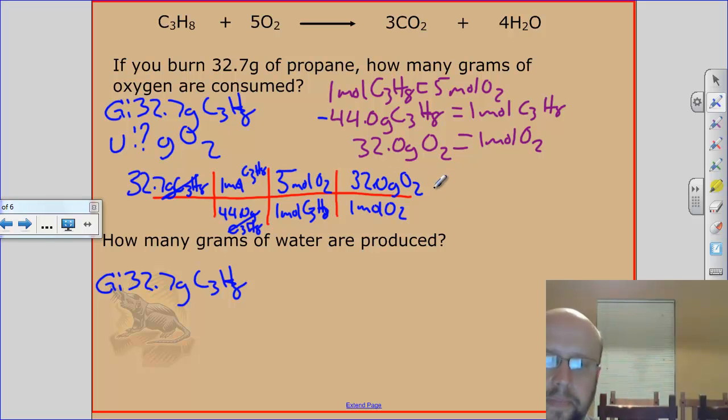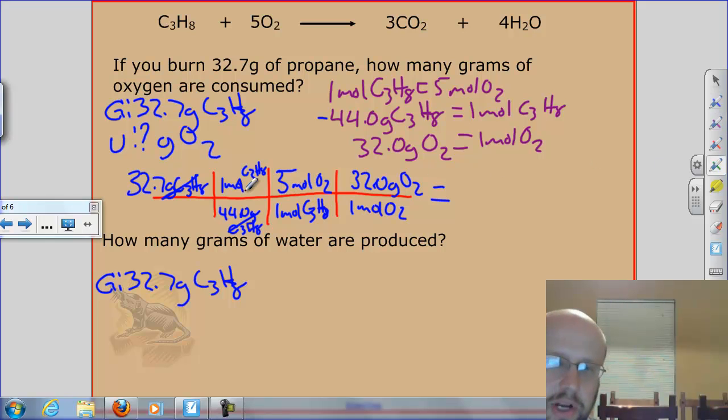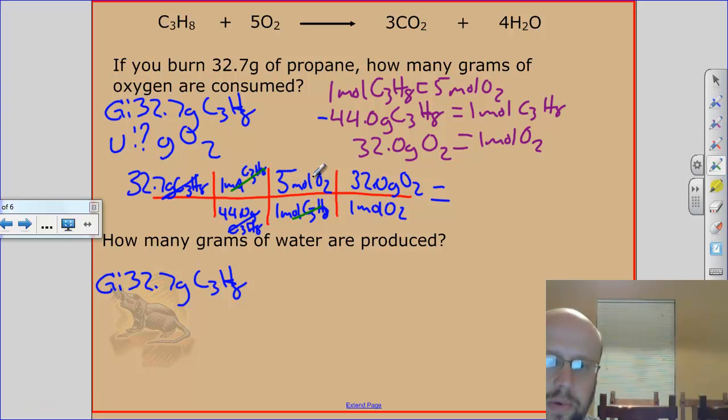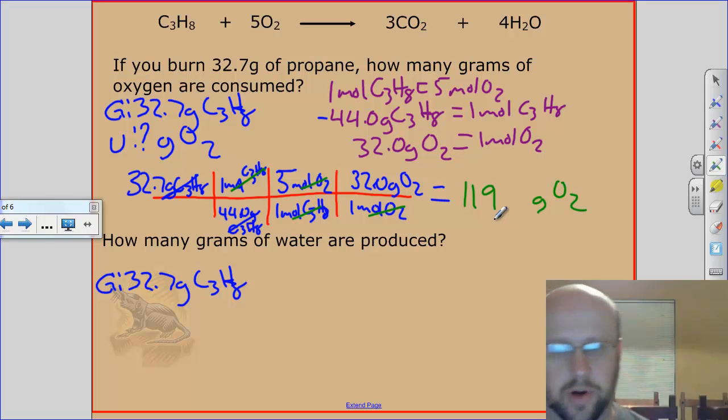Okay? So we're going to plug all that in. Let me cancel what cancels. I already canceled the first part. Moles of propane cancel. Moles of oxygen cancel. Going to end up with grams of O2. All right? We're going to punch that in the calculator, and we're going to get 119 grams after we round to sig figs. You actually get like 118.9. We're going to plug it in that way.